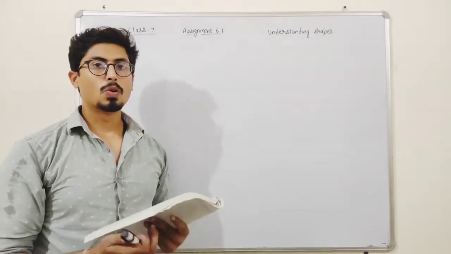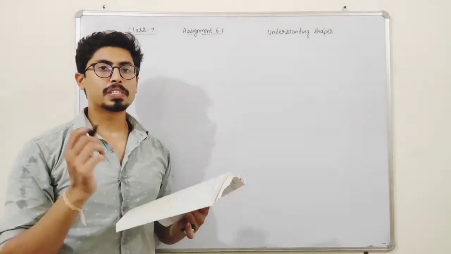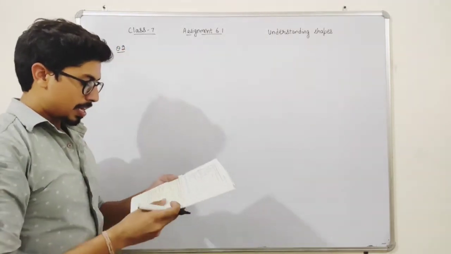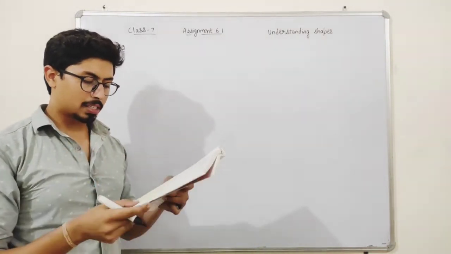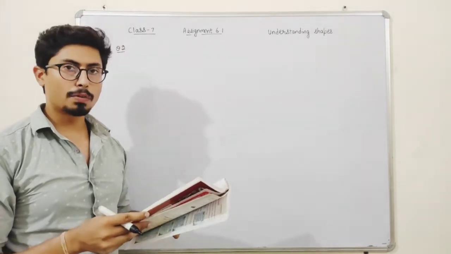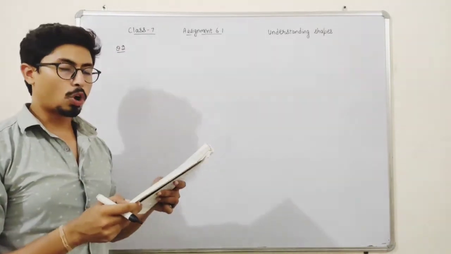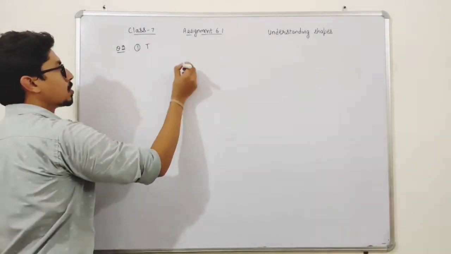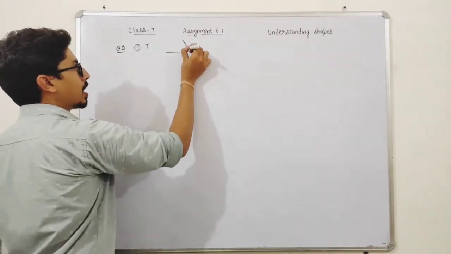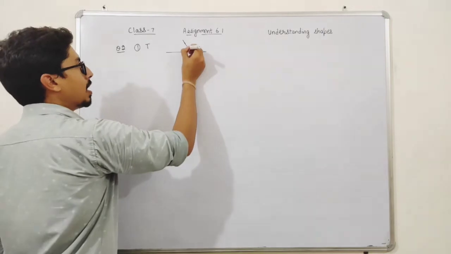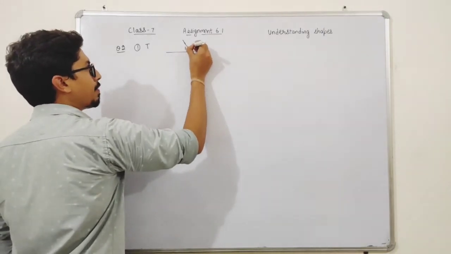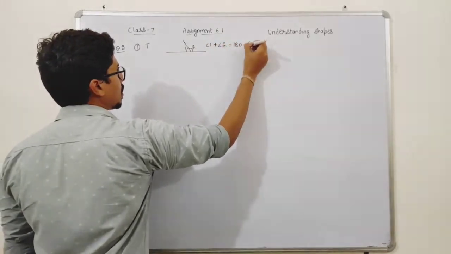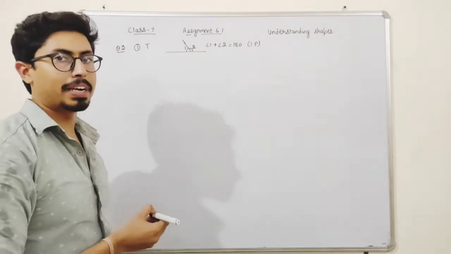Okay, students. Now moving forward to our question number second. Question number second is just true and false. So the first part is: sum of two angles which form a linear pair is always equal to 180 degree. Yes, students, it is true. First part is true because if I take this line and this ray cuts this line, the sum of these two will be 180 degree. If I take angle 1 and angle 2, then angle 1 plus angle 2 is 180 degree by linear pair. So yes, the first statement is true.